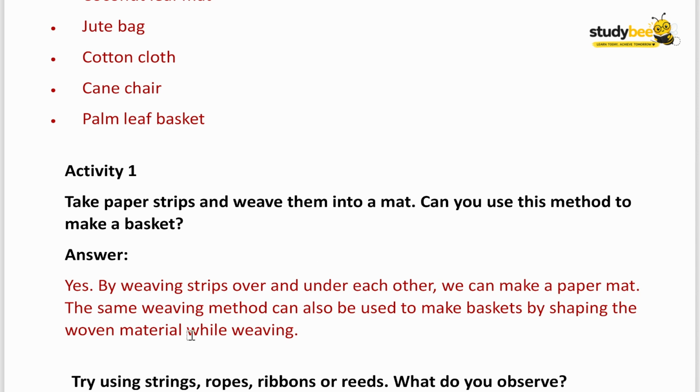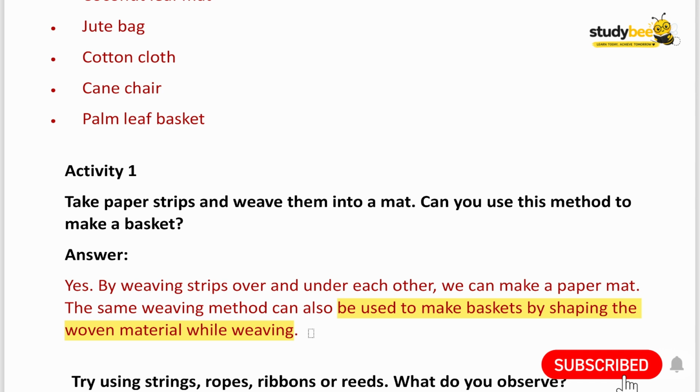Yes, by weaving strips over and under each other, we can make a paper mat. The same weaving method can also be used to make a basket by shaping the woven material while weaving. Just as you made the mat, in a similar pattern we can make a basket, right? You just need to give it shape.